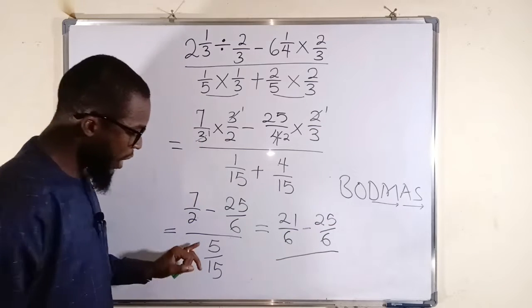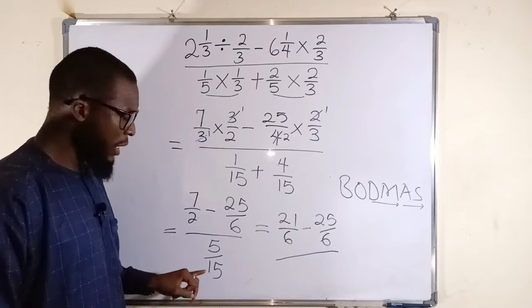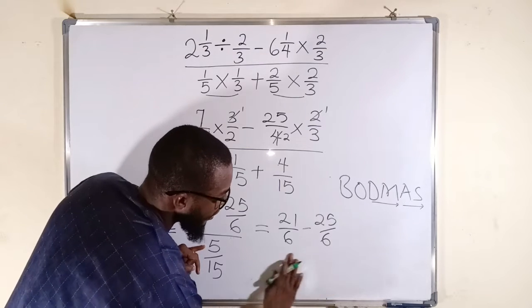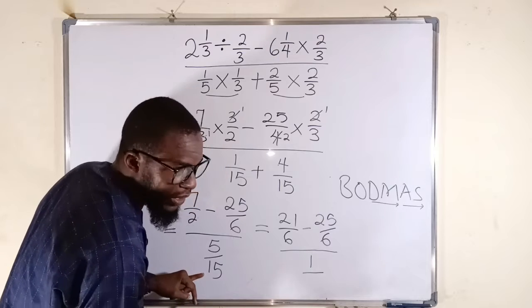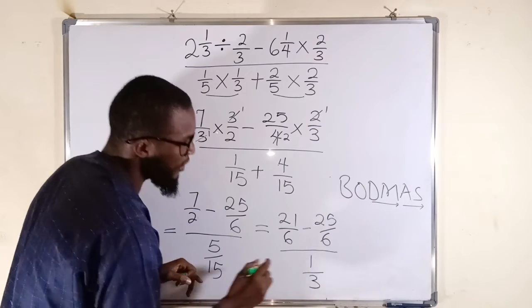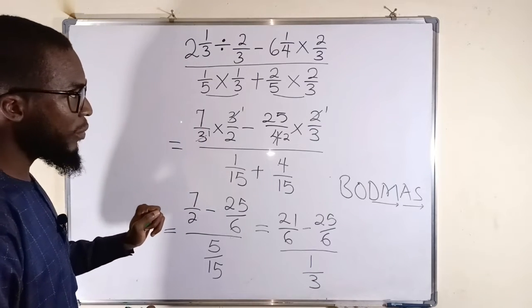Remember, we have 5 divided by 15. 5 into 5 is 1, right? So we have 1, divided by 5 into 15 is 3. Let's move to the top and continue.